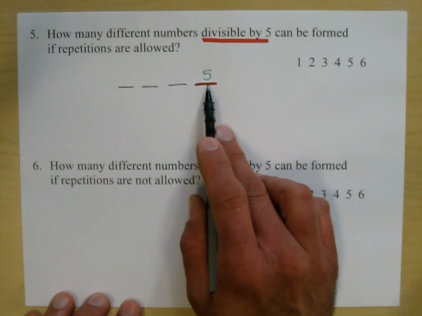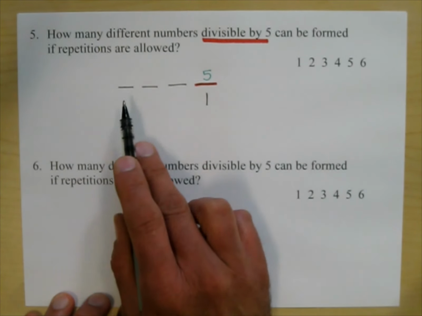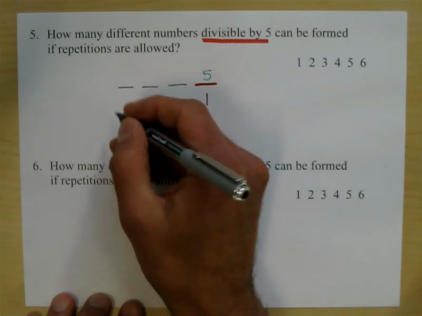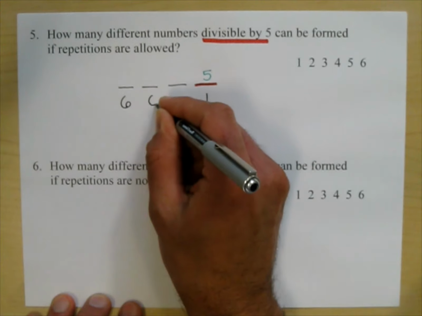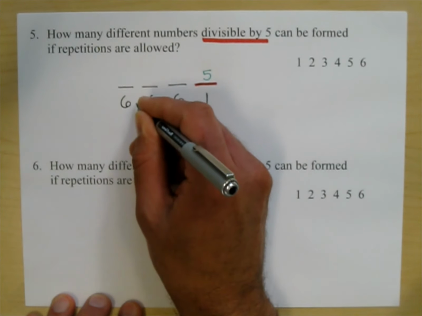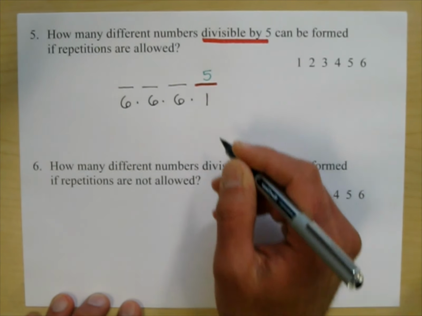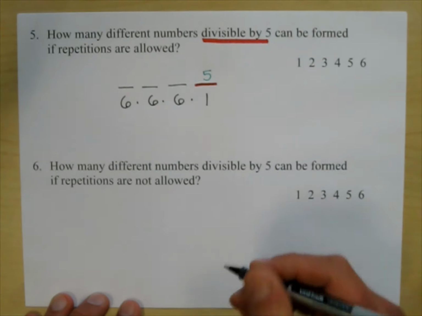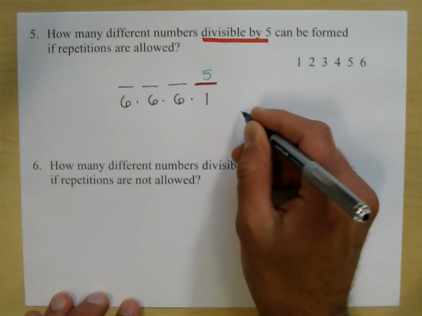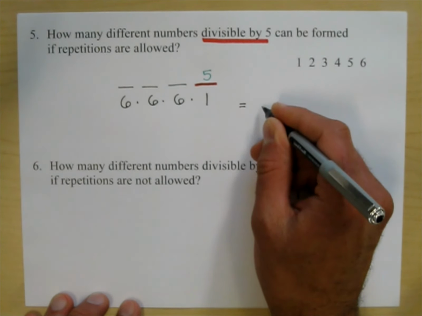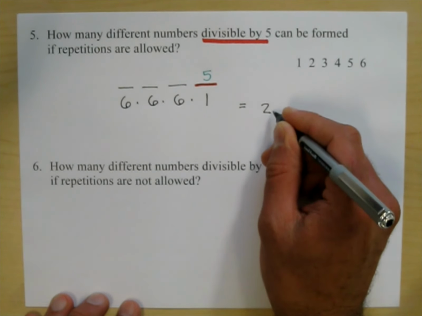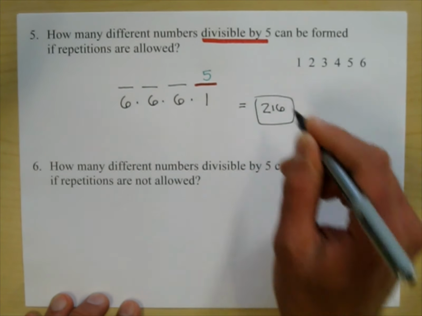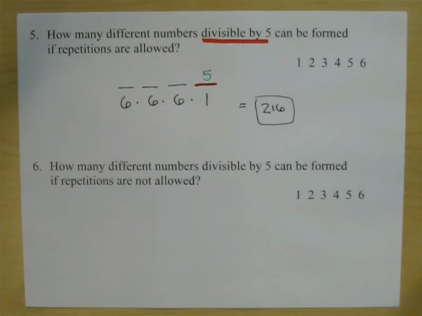So there's one choice there. Repetitions are allowed, so what goes under each of the other slots? Well, I have 6 choices here, and 6 choices here, and 6 choices here. So 6 times 6 times 6 times 1. Well, we've already done 36 times 6, and we already know what this is going to be. This is going to be 216.